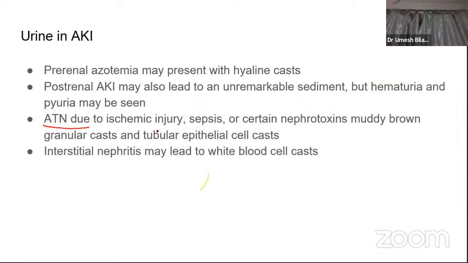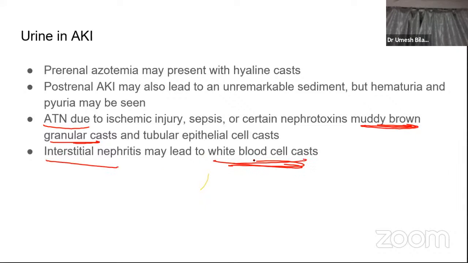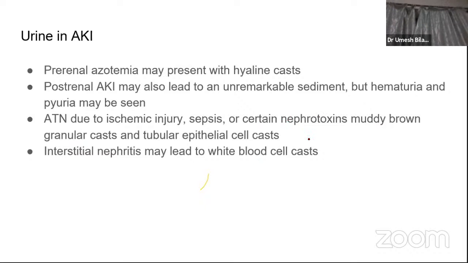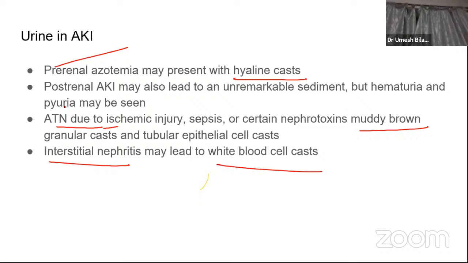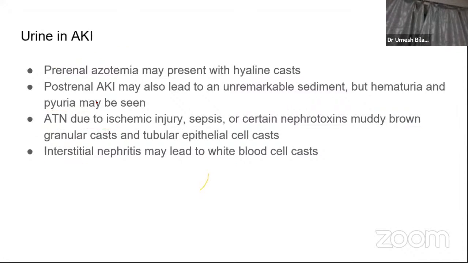But if it is an intrinsic renal disease, then muddy brown granular casts are seen. In interstitial nephritis, white blood cell casts are seen. These are some important types of casts. There are many more casts in kidney disease. I have only picked up the important ones which are more commonly discussed in MCQs. So hyaline cast, prerenal. ATN or intrinsic kidney disease, muddy brown. Interstitial nephritis, white blood cell cast. And post-renal is hematuria and pyuria. Try to memorize them. The MCQs can come around that.